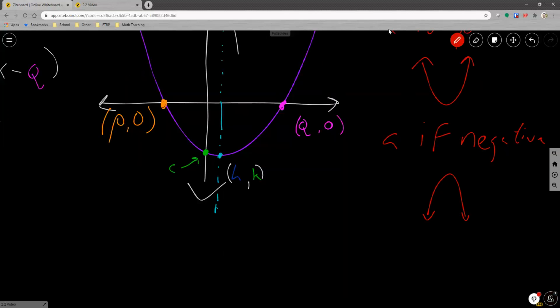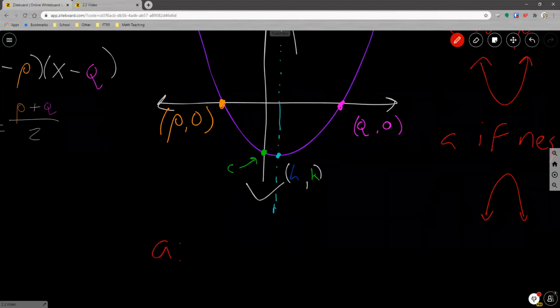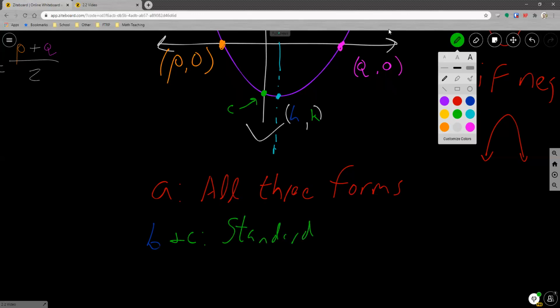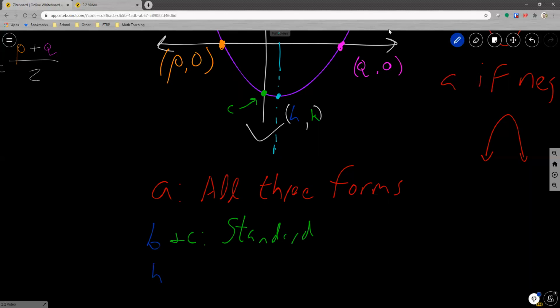The a value is in all three forms. The b value and c value are both in standard form. H and K, I'm using the same color for B and C and H and K. I apologize for that. I need to find a better color setup for this. But H and K are both in vertex form.